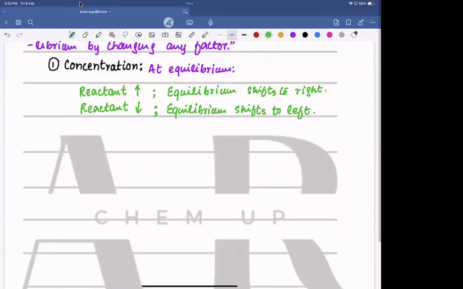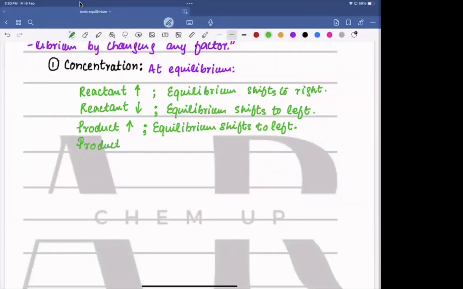Yes, sir. Okay, so you have to explain the answer in that way. Now, if we increase the product, there is more product in the mixture. So to decrease the excess product, equilibrium shifts to the left, and the products react back to form reactants again until the equilibrium is restored. So the amount of product will be lower. Is this clear?